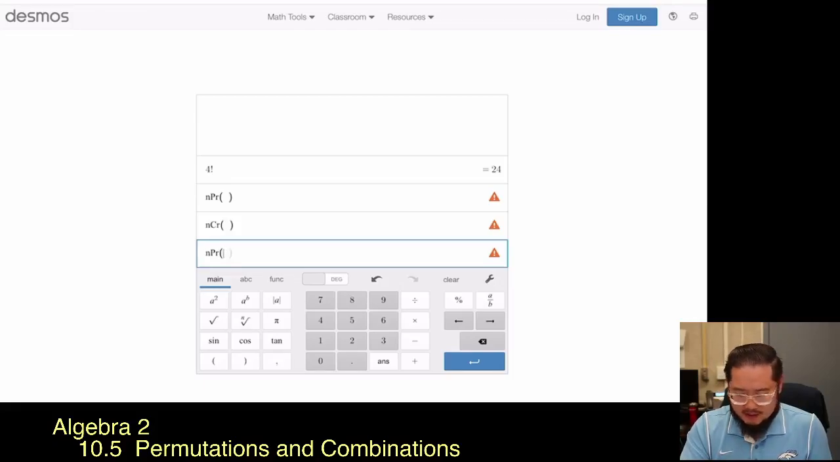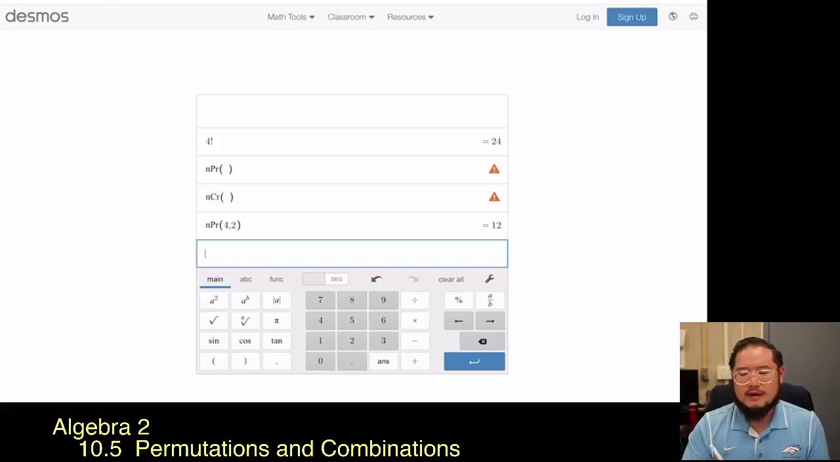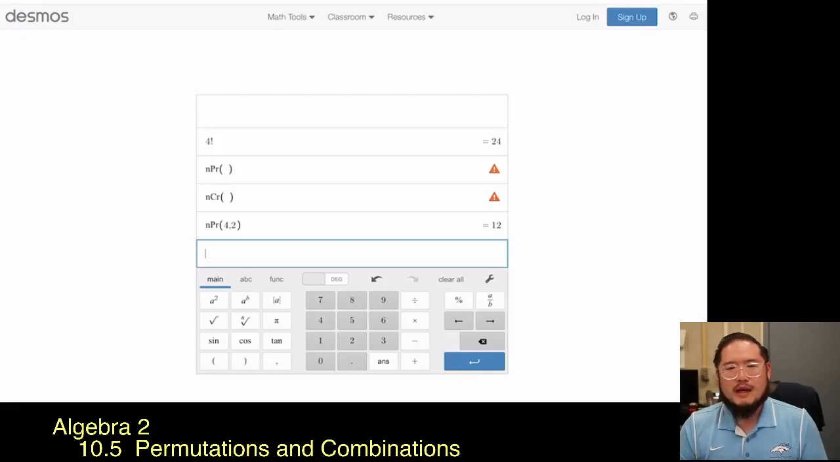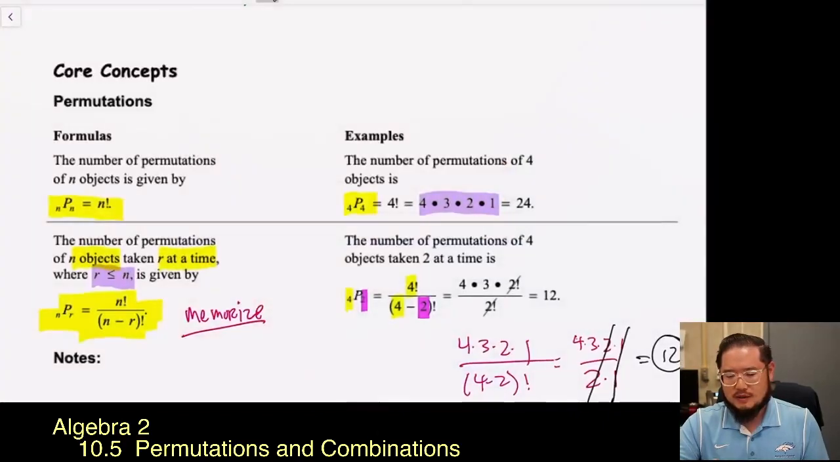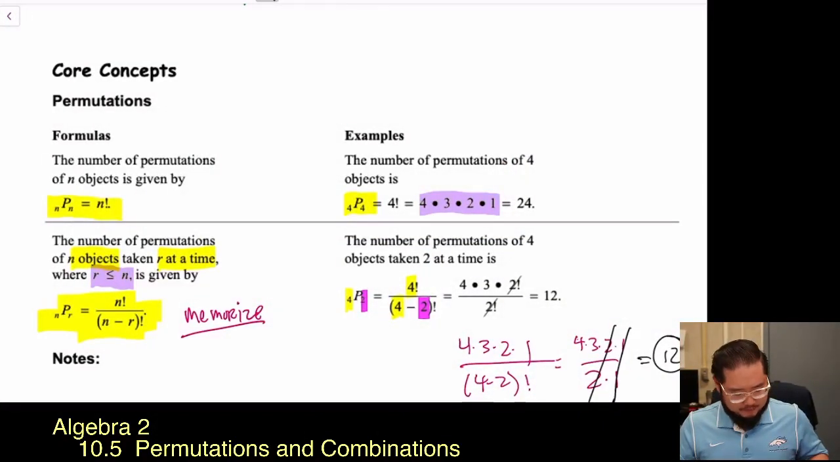That will represent n, so we'll put 4 right here, and then you have to put r next. In order to do that, you press the comma button and punch in what r happens to be. Let's put in 2. We close the parentheses, and as you can see, it gave me the answer 12. That's simply how you would use nPr, your permutation and combination, on your scientific calculator.